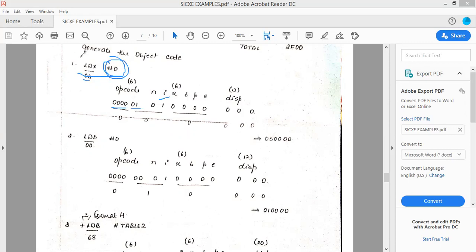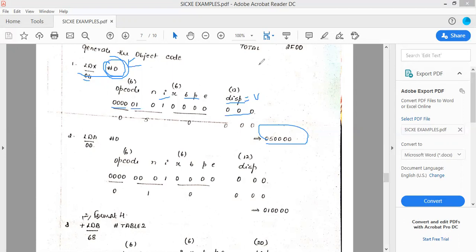E is definitely 0, because this is not format 4, which would be indicated by a plus. This is a simple instruction. What about displacement, guys? Since you're not using any relative addressing here, displacement is nothing but the value that is present here. So that is going to be 000. So get the object code. Similarly for LDA, you do the same.